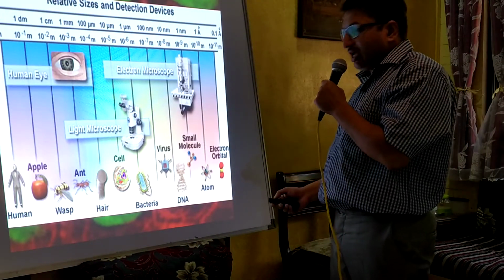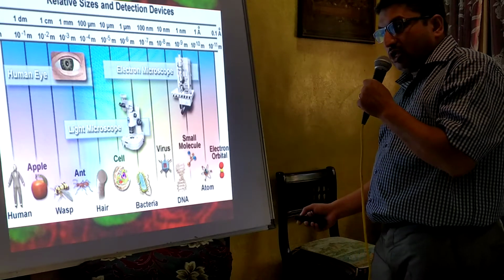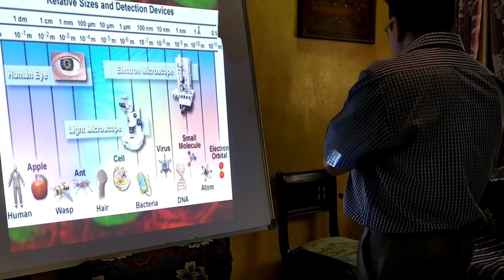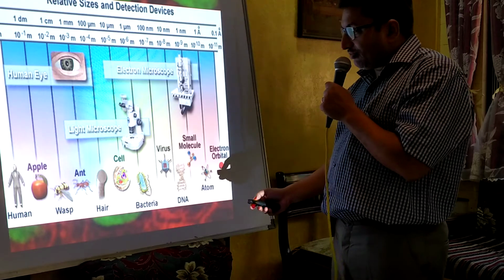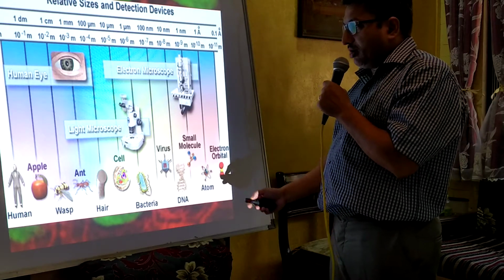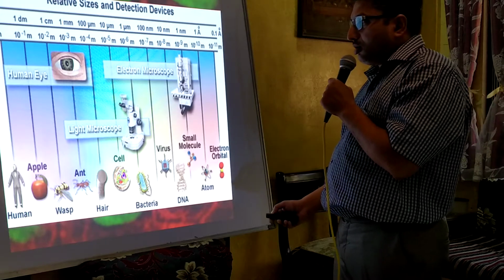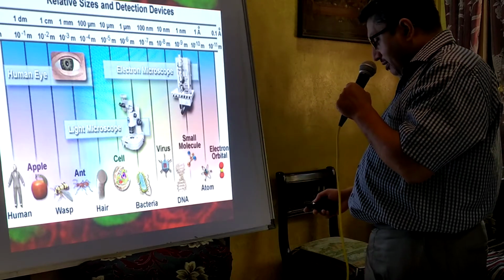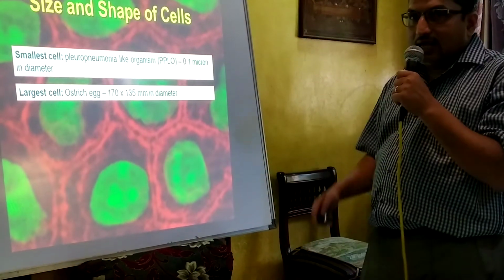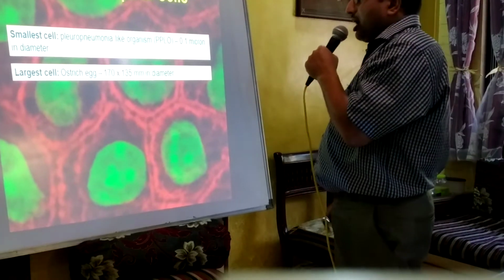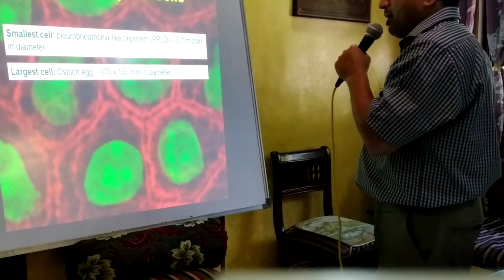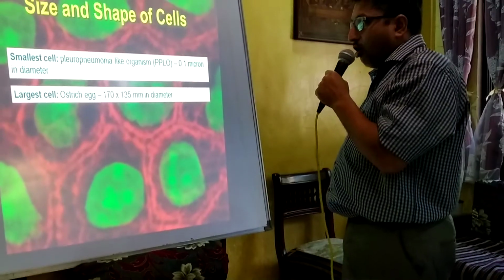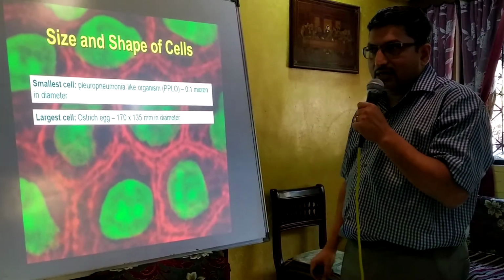Moving away from virus, we then go on to bacteria. Bacteria, which we'll be studying, is a unicellular organism. And from bacteria, we then move on to different types of cells. What is inside a cell, we'll have a look at it. Then as we move on this whole scale, we see how size increases. The smallest cell is a pneumonia-like organism, which is 0.1 micron in diameter. And you'll be surprised, the largest cell is the ostrich egg. Each and every egg is an individual cell.